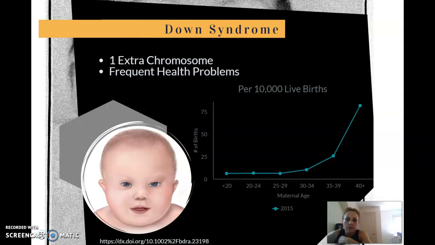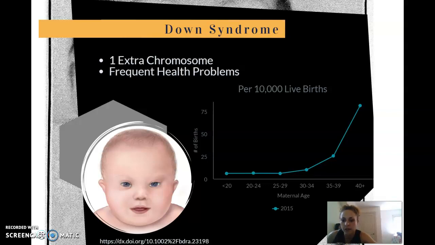So children with Down syndrome are born with one extra chromosome, and it leads to frequent health problems. They may sometimes have cardiac problems. They have that classic look of small almond-shaped eyes. They have a large mouth with a very large tongue that may even protrude. And so it's very easy to recognize somebody with Down syndrome.